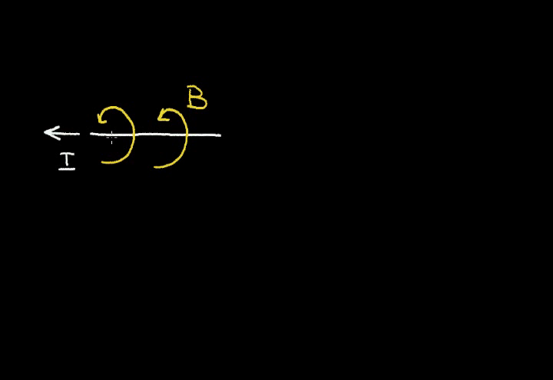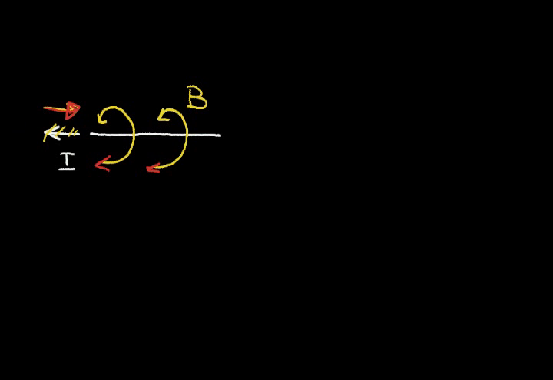It stops. If I change the direction of the current, for example, if I run the current in this direction instead, the magnetic field will reverse, and it will go in this direction. Let me change the color of this current arrow. So another interesting thing happens.